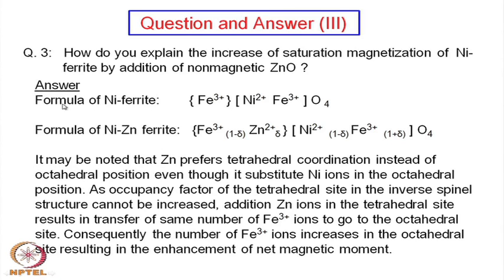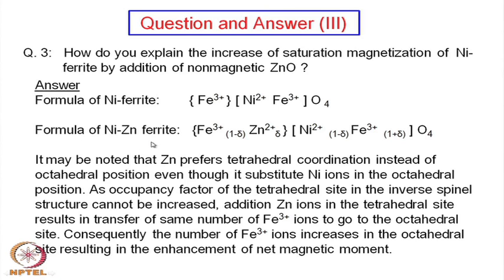Okay, first of all, the formula of nickel ferrite is like this, NiFe2O4. So, Fe3 plus again is distributed between tetrahedral and octahedral sites, Ni of course in the octahedral site. So, here the magnetic moment is arising from Ni2 plus, because this and this cancel each other, right. So, you have only that of Ni2 plus.